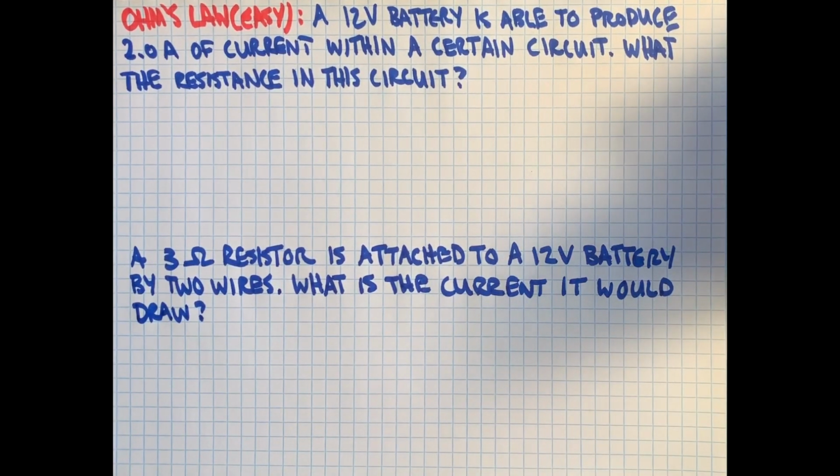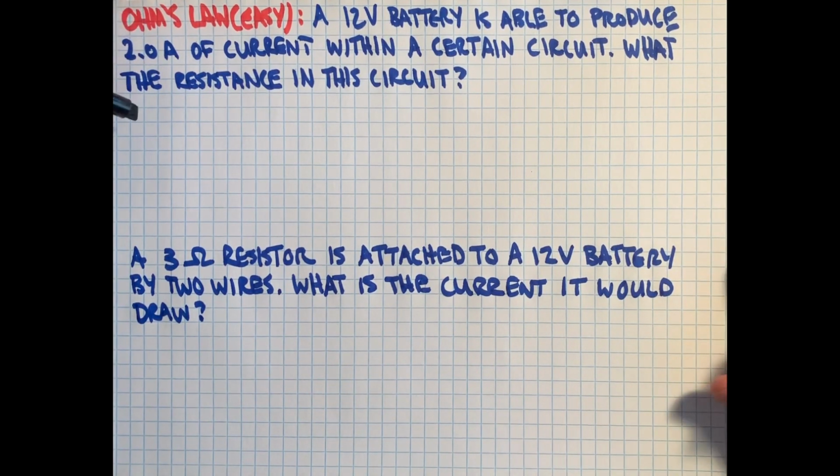So here are two easy Ohm's law questions. A 12-volt battery is able to produce 2 amps of current within a certain circuit. What is the resistance in this circuit? Well, first off, we need to know Ohm's law. And Ohm's law says that the voltage is equal to the current times the resistance.